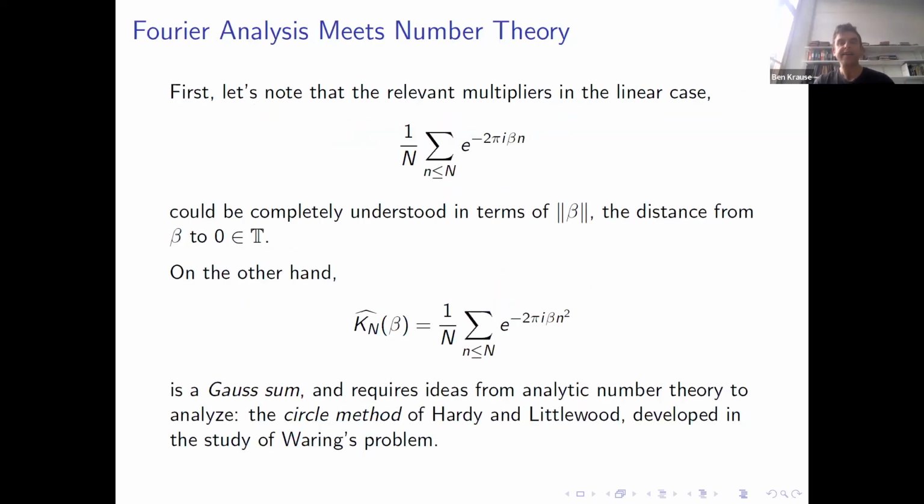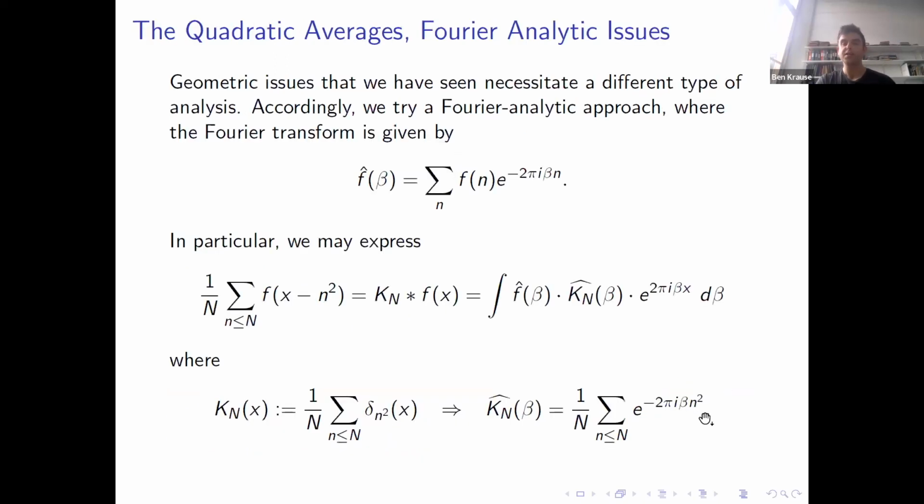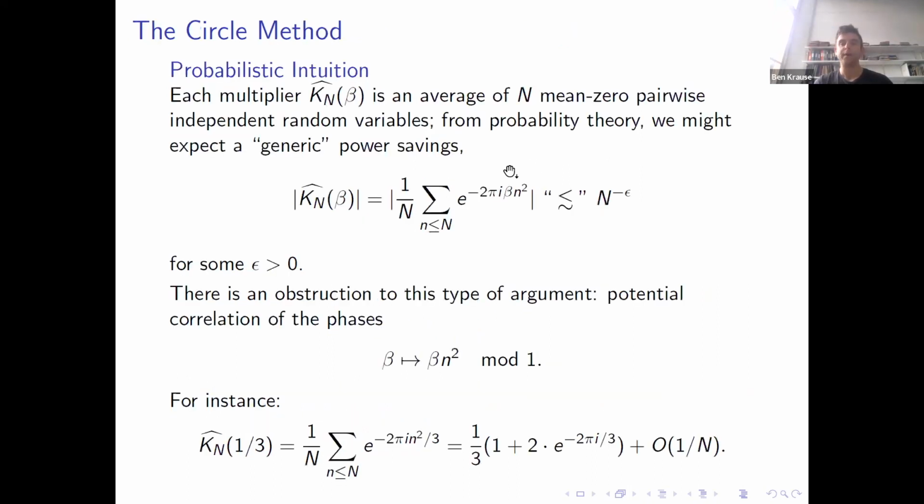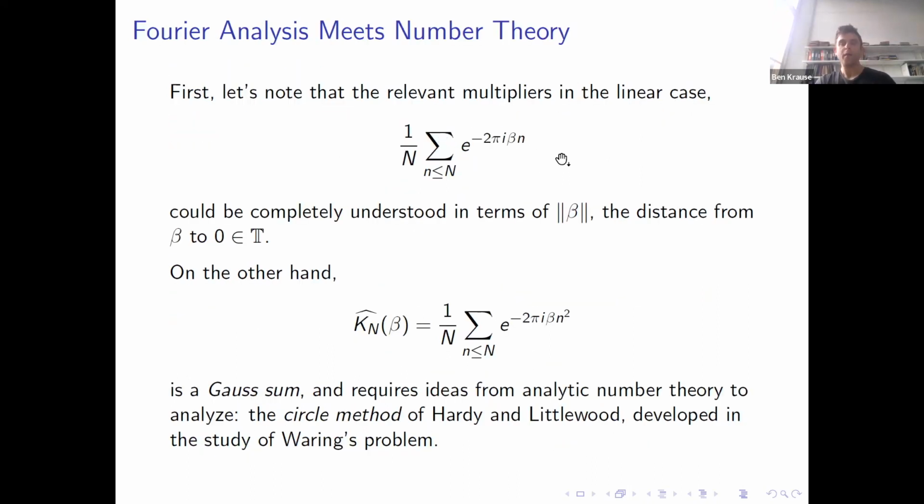Contrast this to the linear situation. In the quadratic situation, I have beta n squared. In the linear situation, I have beta n. And these types of multipliers are very easy to understand. When beta is much less than 1 over n, all of these numbers are trying very hard to be 1, and this multiplier tries hard to be 1. When beta is much bigger than 1 over n, this multiplier is trying very hard to be 0, sort of by summing a geometric series. So in particular, you can really understand what this multiplier is doing just by looking at the distance from beta to the 0 frequency. So this is sort of a 0 frequency multiplier.